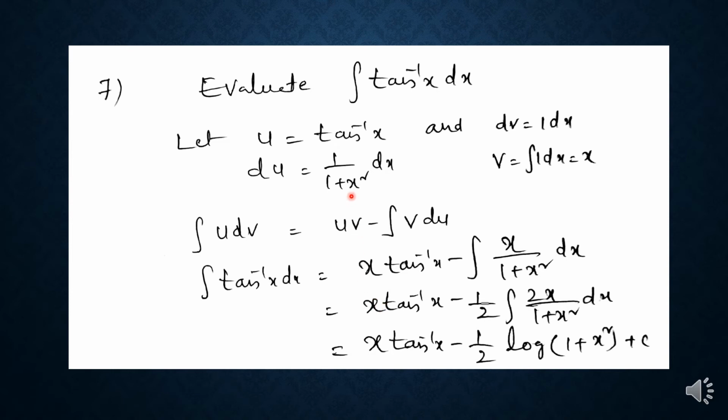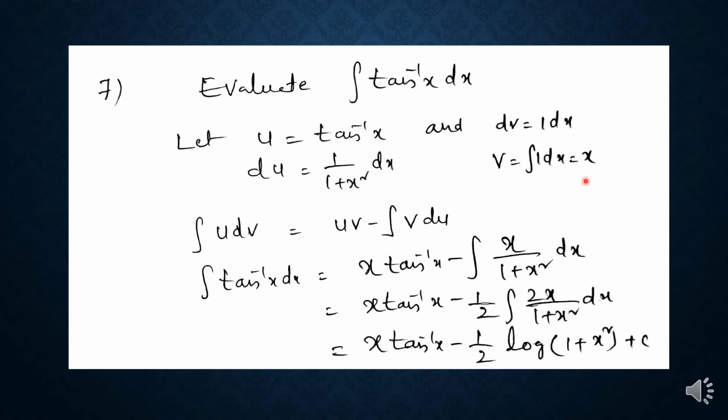Evaluate integral tan inverse x dx. Here also this is a single function, an inverse trigonometric function. So first take the first function as u is equal to tan inverse x and dv is equal to 1 dx. So du is equal to derivative of u, derivative of tan inverse x is 1 by 1 plus x square dx. And dv is equal to 1 dx, v is equal to integral 1 dx is equal to x.